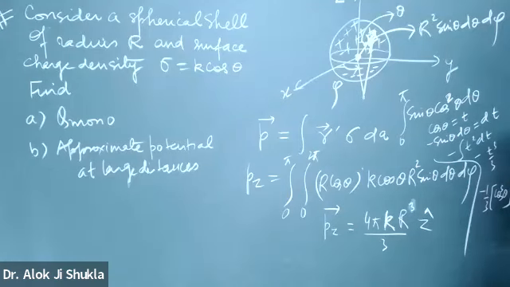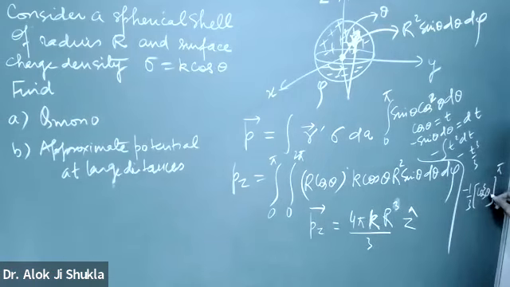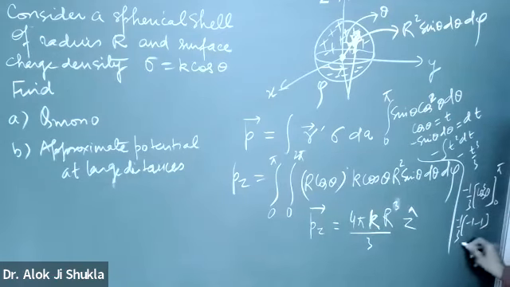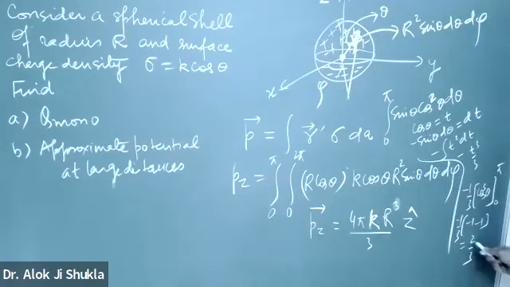Okay. And when you put cos pi, it will become minus 1, so it will become 2 by 3. Did you understand? This integral. And this integral is straightforward. d phi will give you 2 pi. So 2 pi will become 4 pi, and this. Clear? Yes, sir. So this is your dipole moment, Pz.